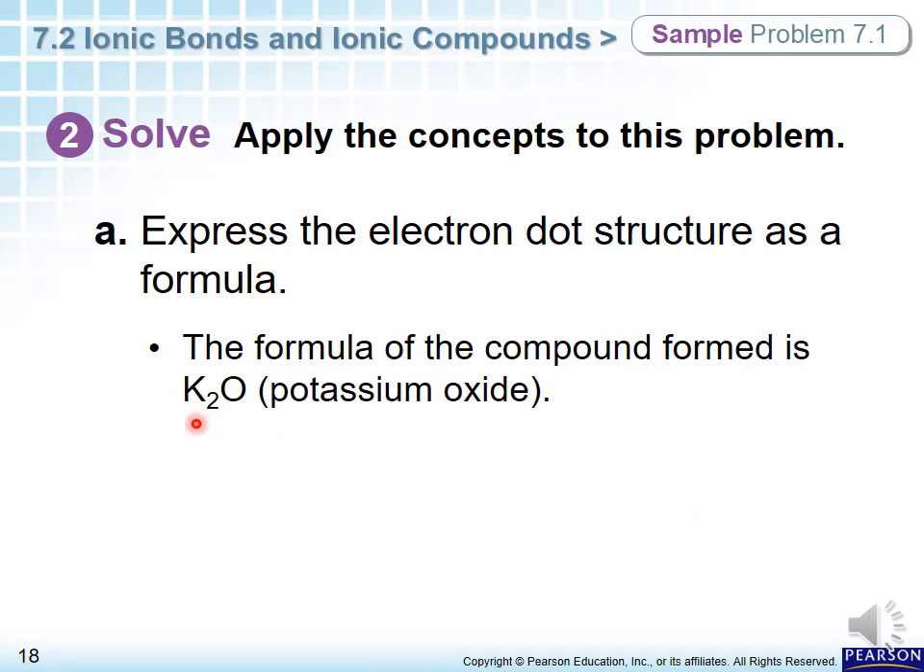How are you going to write the formula? K2O. Remember, K has +1 and O is 2 negative. So crisscross, it will be K2O. How to write the formula? You know this one.